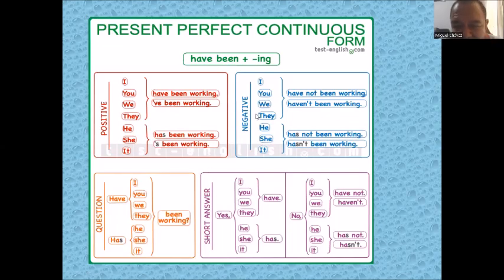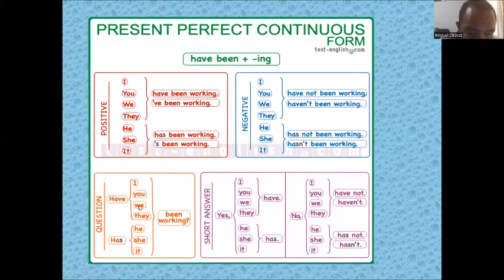Then, for negative, don't forget that we add the particle not. I have not been working. In this case, we are going to put not between have and been. I haven't been working, that is going to be the contraction. She has not been working. She hasn't been working.